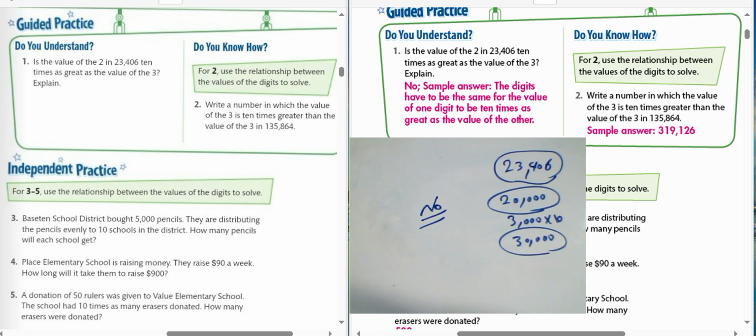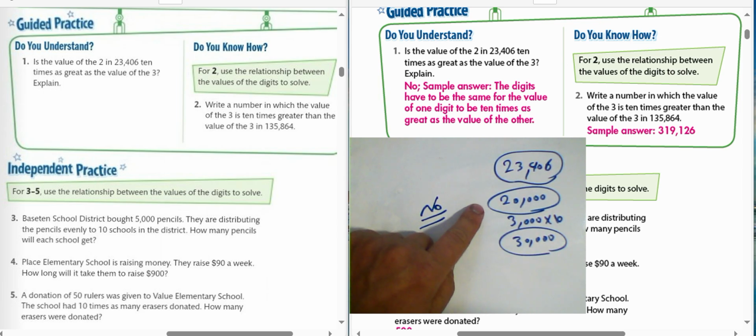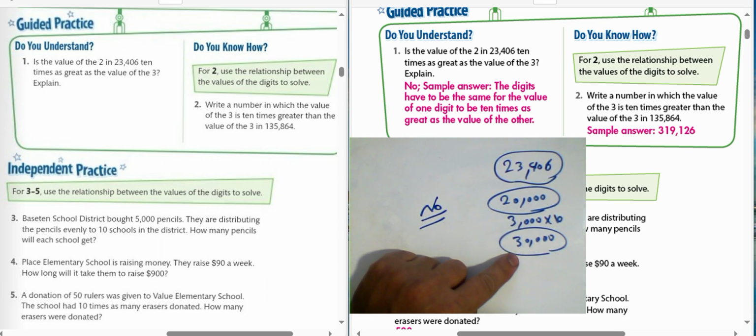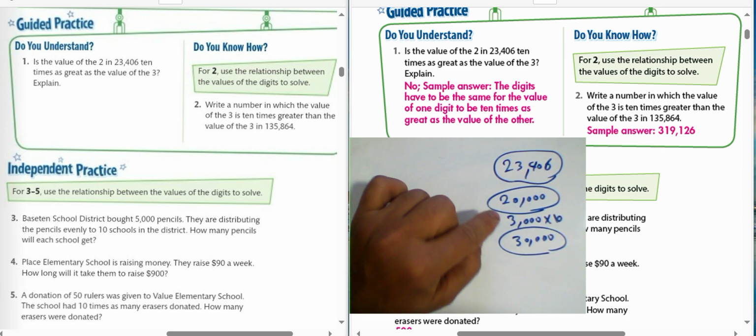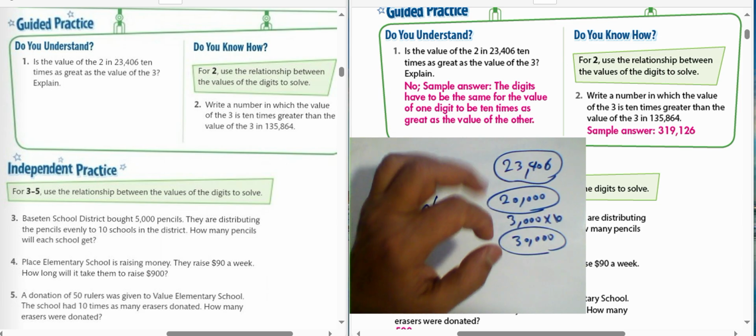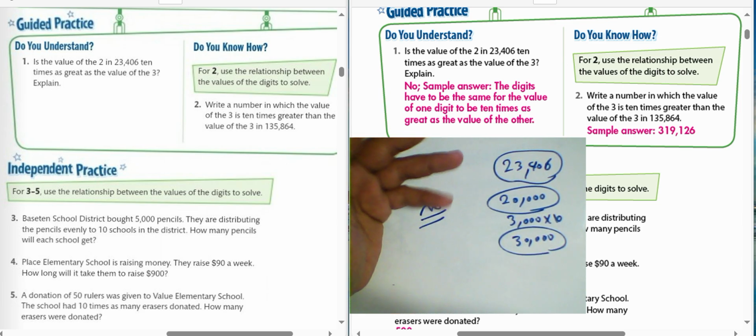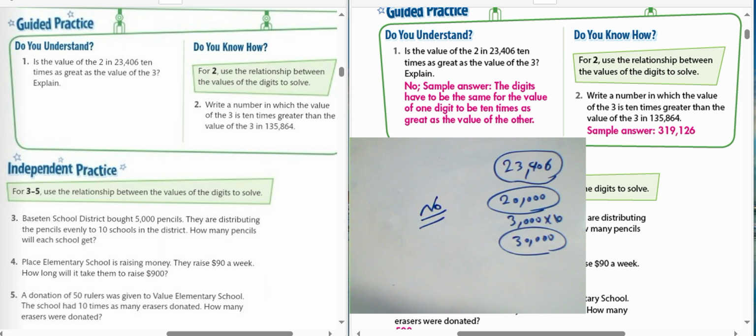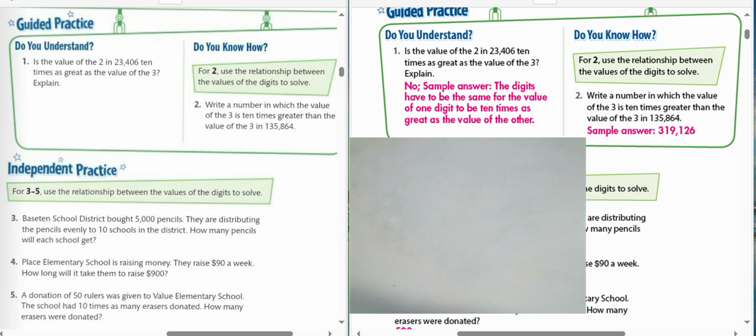Understood? In this example, the value of digit 2 in the number will be 20,000, and the value of digit 3 is 3,000 multiplied by 10, which is 30,000. He asked, is the value 20,000 greater than the value of 30,000? No. The digits have to be the same. We must write the same to be equal. Okay. Then it's a simple answer. You can write this: the digits have to be the same for the value of one digit to be 10 times as great as the value of the other.